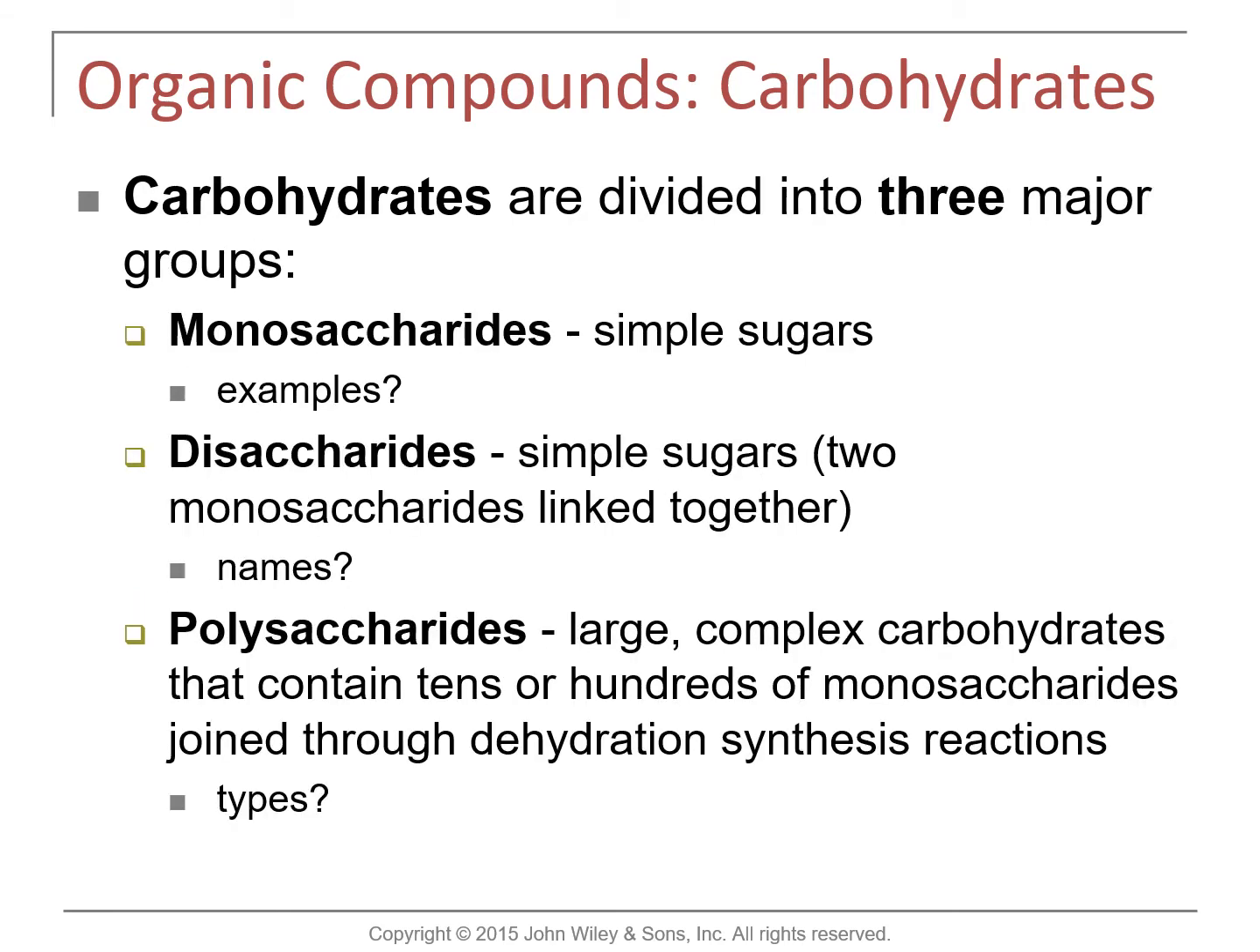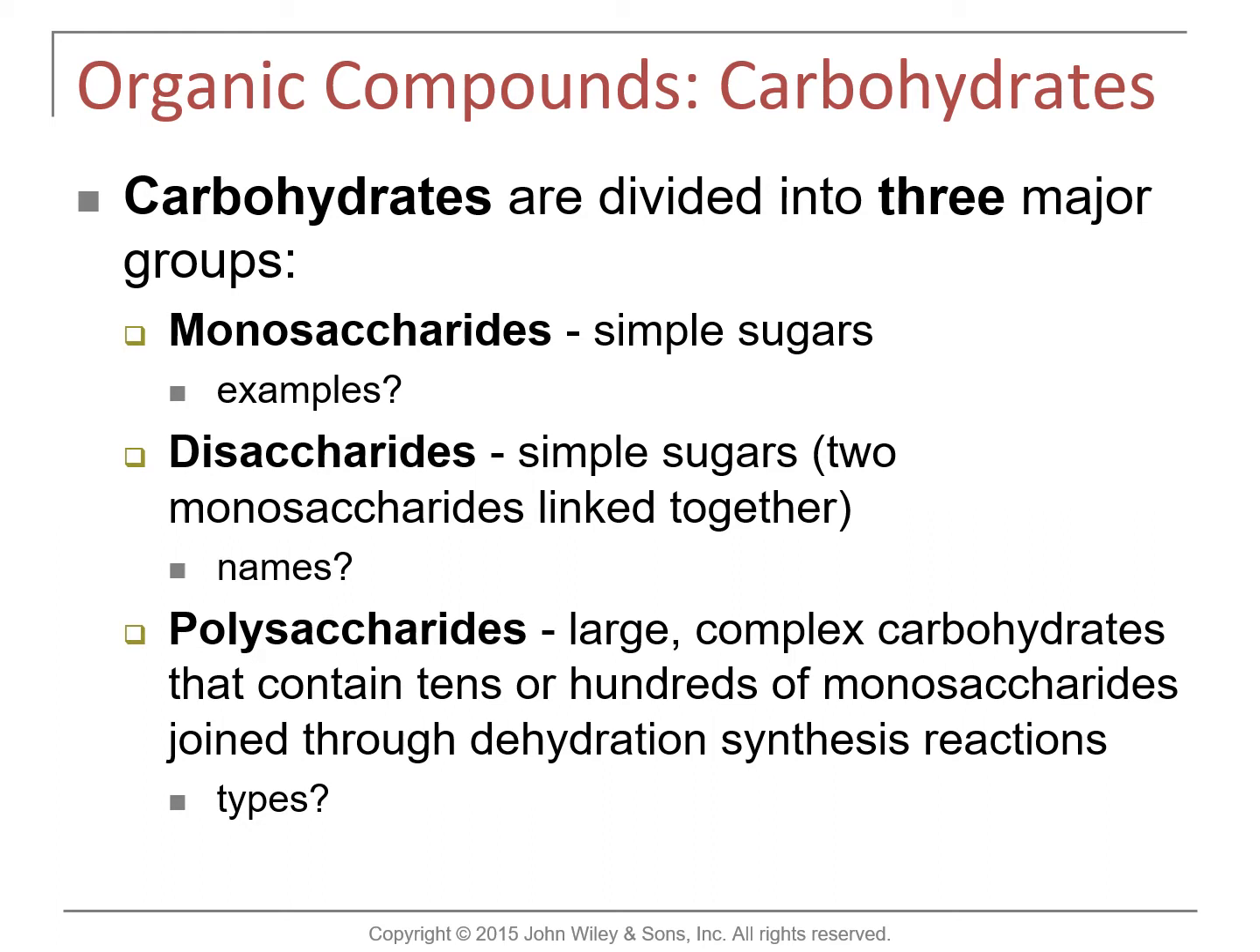Carbohydrates are divided into three major groups. The simplest, smallest unit are the monosaccharides, which are considered simple sugars. All carbohydrates that we ingest must be digested down into monosaccharides in order to be absorbed. So disaccharides, polysaccharides, all of them have to be broken down into monosaccharides to be absorbed. The three major monosaccharides that come from our food are glucose, fructose, and galactose.